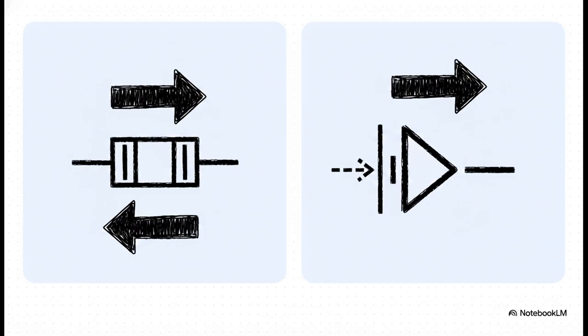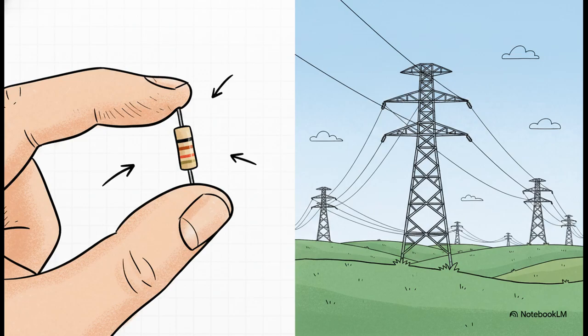But a unilateral element, again, like a diode, acts like a strict one-way street. Its behavior completely depends on the direction the current is actually trying to go. And our final classification is all about physical space.